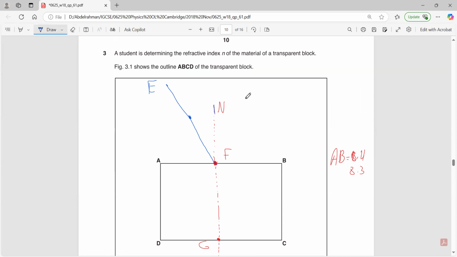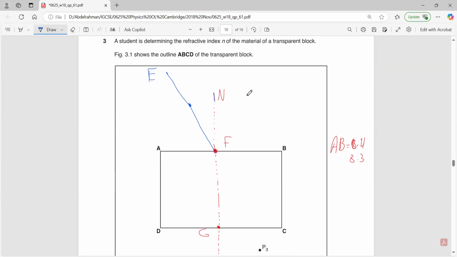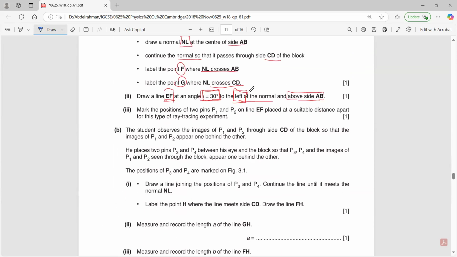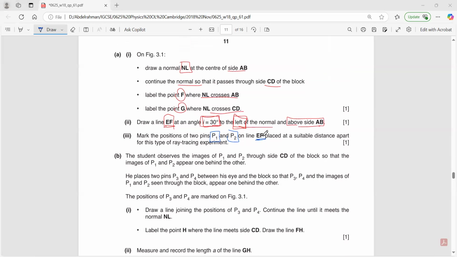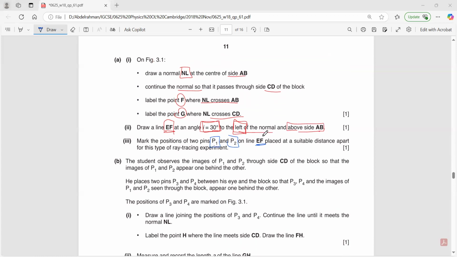Next question, he's asking me to place two pins, P1 and P2, on line EF at a suitable distance. I told you the suitable distance between any two pins should be at least 5 centimeters. Should I write the angle inside? No, you do not need to write the angle inside.